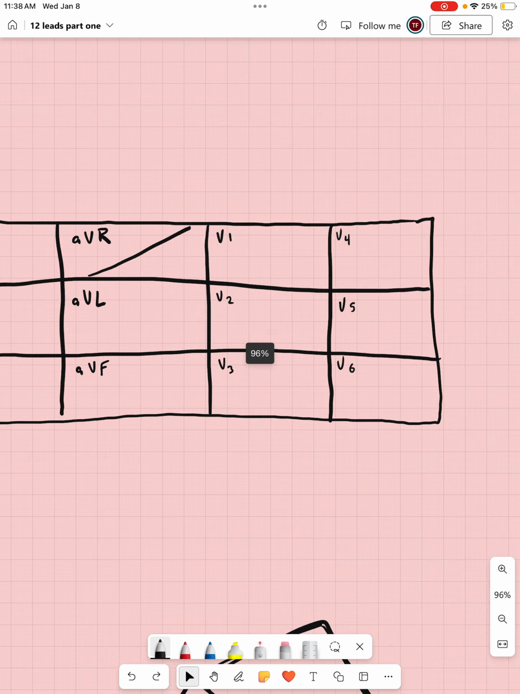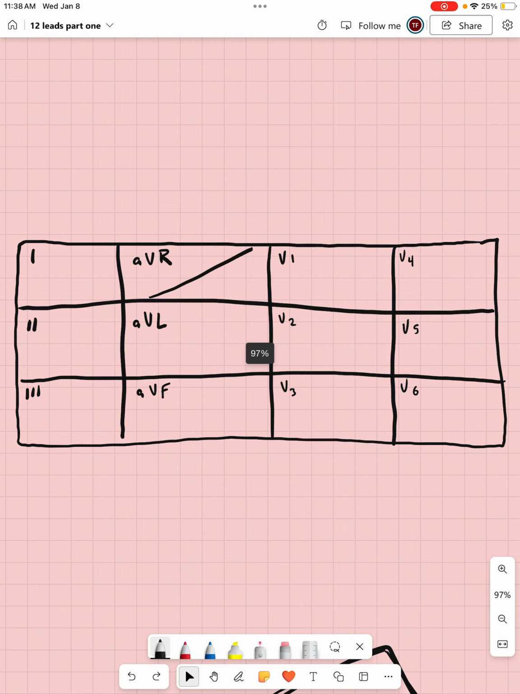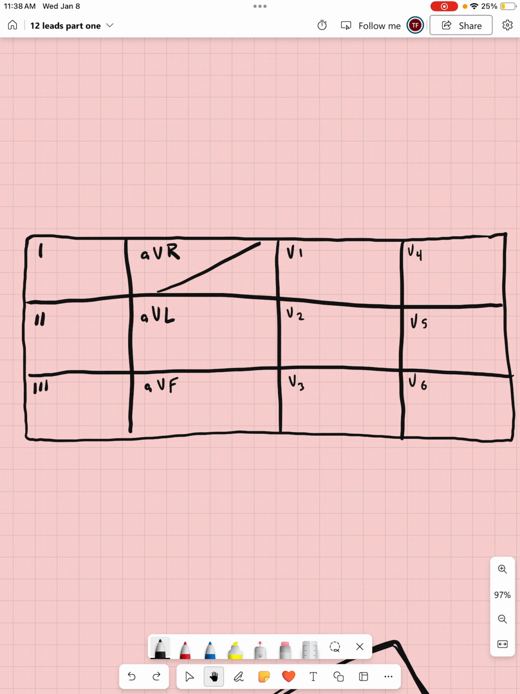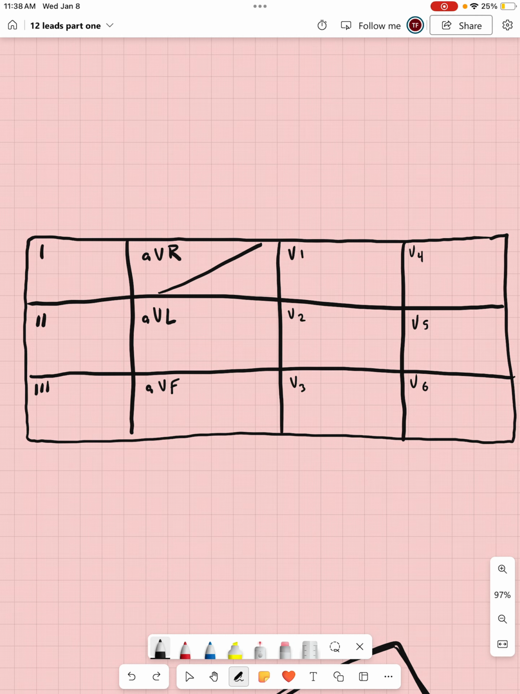Moving on, this is our box. We have a rectangle that is divided into different leads with 12 different squares. Each square is going to represent a geographic location of the heart. It's going to be looking at one specific portion. And so this just gives you a more comprehensive, accurate depiction about what is going on electrically in the heart in every portion of it.